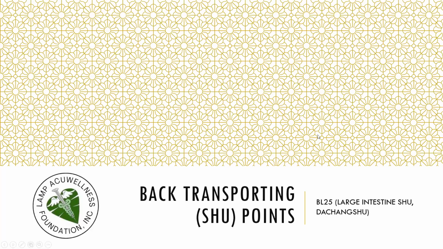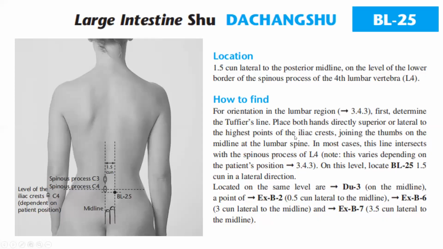We continue with the back transporting points, bladder 25, the large intestine shu point. Location: bladder 25 is 1.5 cun lateral to the posterior midline, on the level of the lower border of the spinous process of the fourth lumbar vertebra.